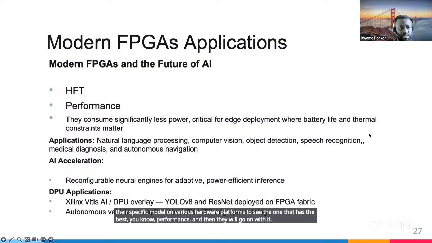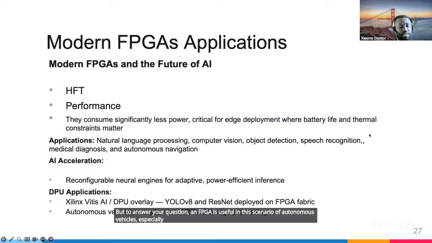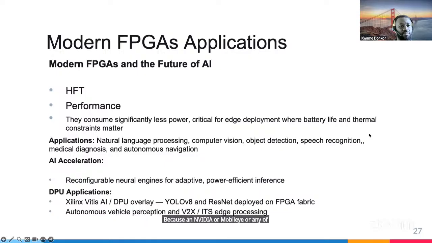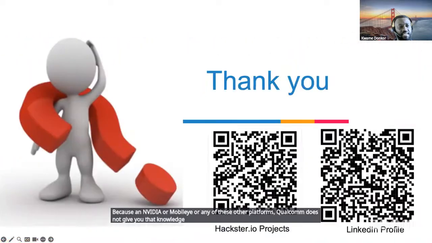But to answer your question, an FPGA is useful in this scenario of autonomous vehicles, especially the electronic control unit part, to gain influence and knowledge in architecture, because an NVIDIA, Mobileye, Qualcomm, or any of these other platforms does not give you that knowledge or insight that you can get from an FPGA by going down to the nitty-gritty, playing around with your own peripherals, the accelerator, etc. You don't get that in all these other platforms. Yeah, good question, Hak.